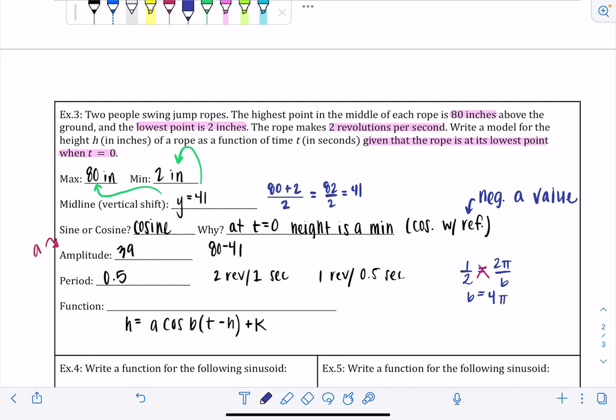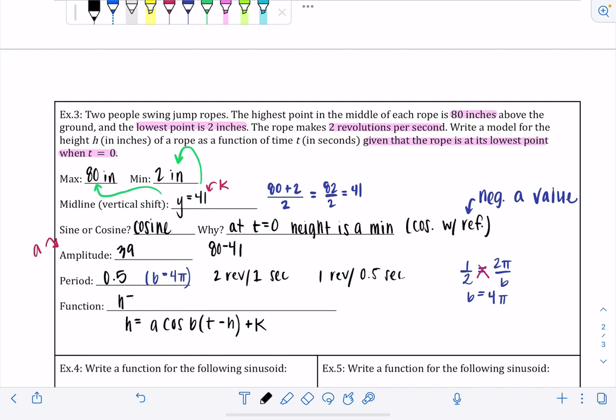So we have b equals 4 pi, and that's the part that will actually go into our equation. So you can just add it over to this line, b equals 4 pi. And then there's no phase shift. We just decided on cosine with a reflection. And then we found the midline as well. So that was 41. That'll be our k value. Remember, the k and the midline are the same because it represents a vertical shift. Okay, so we have everything.